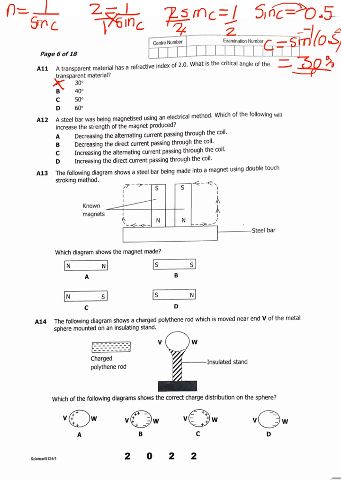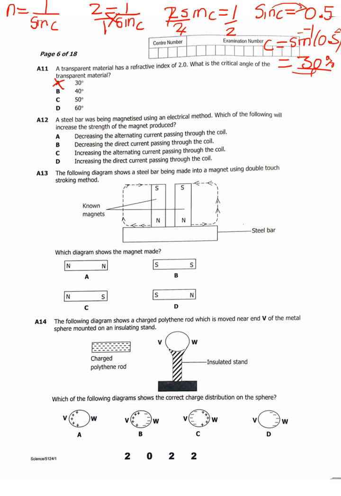Now let's look at question 12. A steel bar was being magnetized using an electrical method. Which of the following will increase the strength of the magnet induced? A. Decreasing the alternating current. No. B. Decreasing. No. You can't increase the strength by decreasing the current.